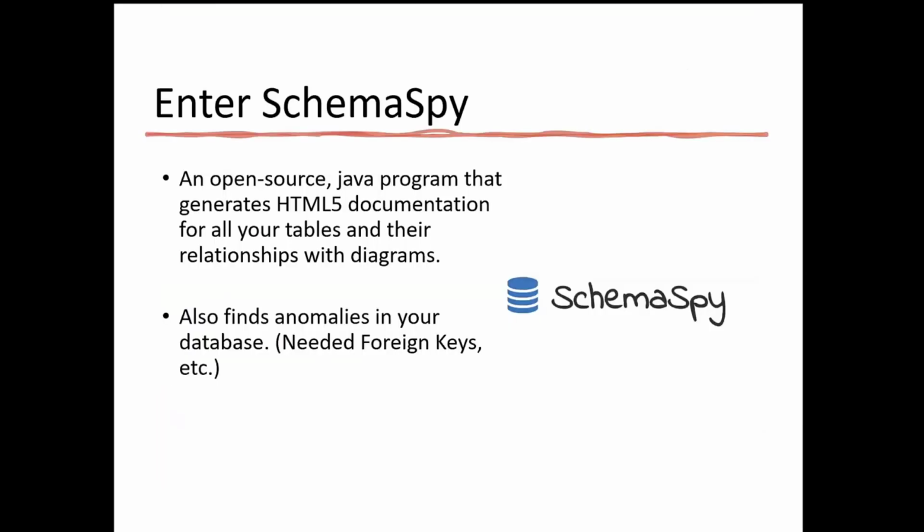So here's Schema Spy. It's an open source Java program that generates HTML5 documentation for all your tables and their relationships with diagrams. It also finds some issues that you might need to fix in your database. So like foreign keys that need to be generated, indexes that might need to be made, that sort of thing.